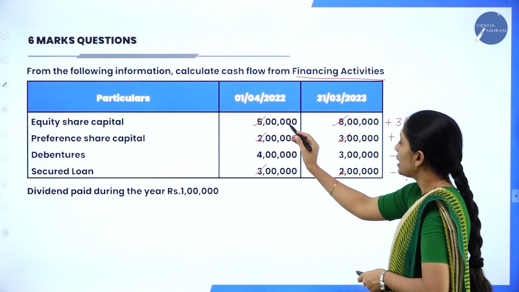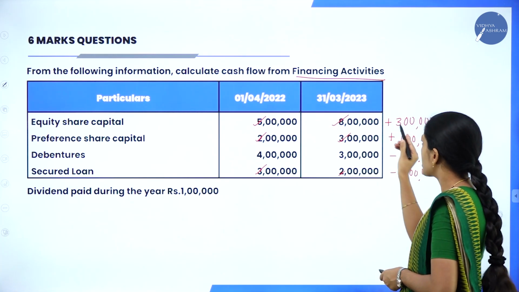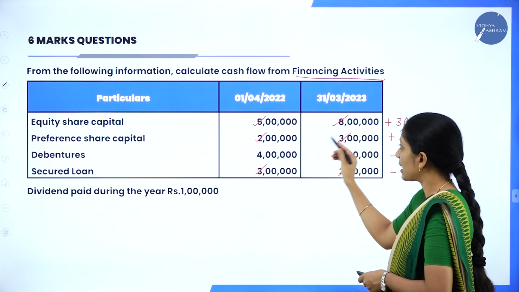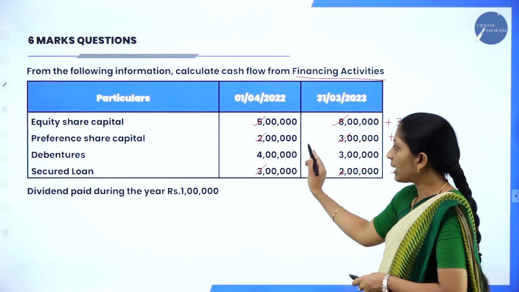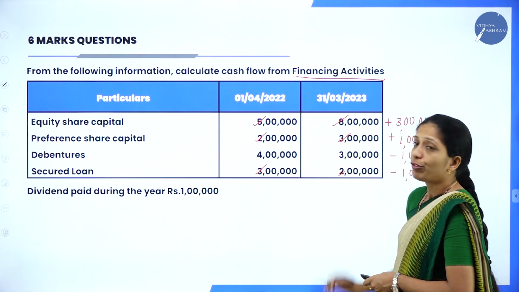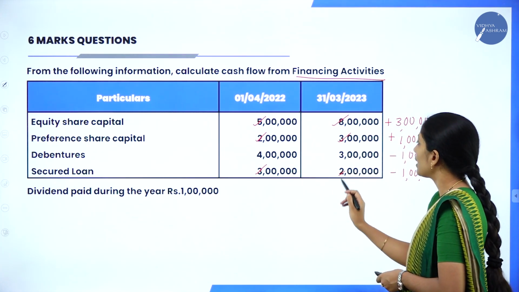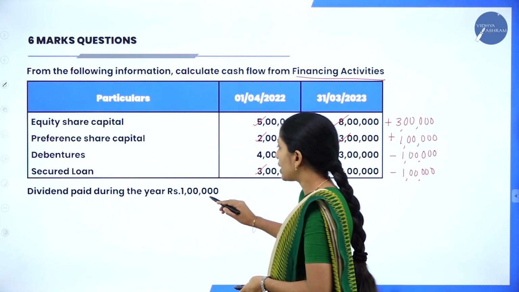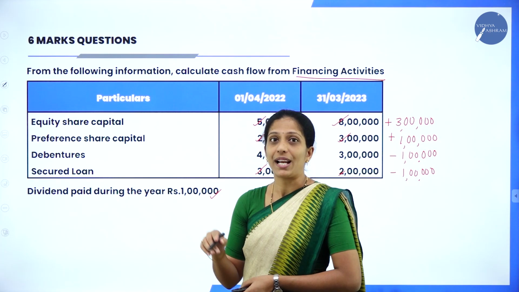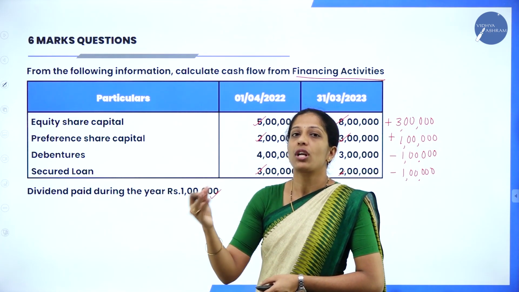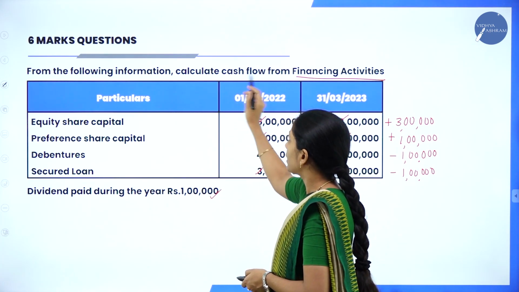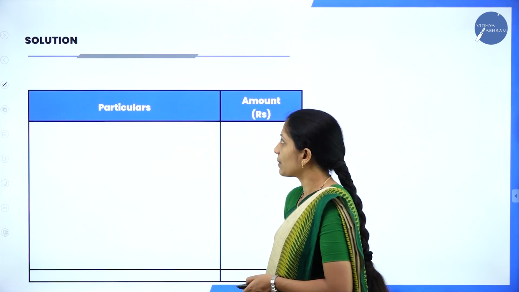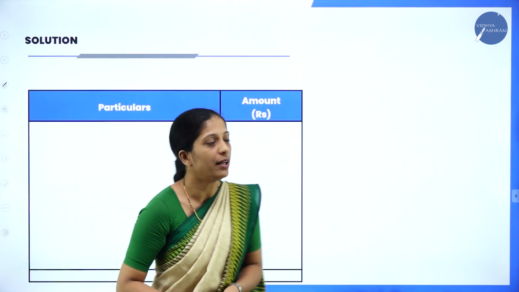So hope you are clear. Here 8 lakh minus 5 lakh, that is plus 3 lakh because it has increased. Here 3 lakh and 2 lakh plus 1 lakh, 3 lakh and 4 lakh, that is minus 1 lakh, 2 lakh and 3 lakh minus 1 lakh. Again, dividend paid during the year, that is 1 lakh. So you have to minus, paid it as. So cash outflow. So we have to calculate cash flow from financing activities. So we shall solve the problem here.